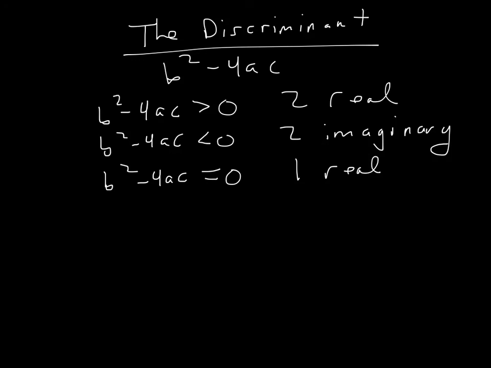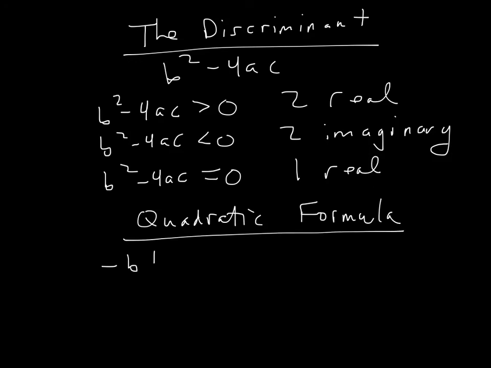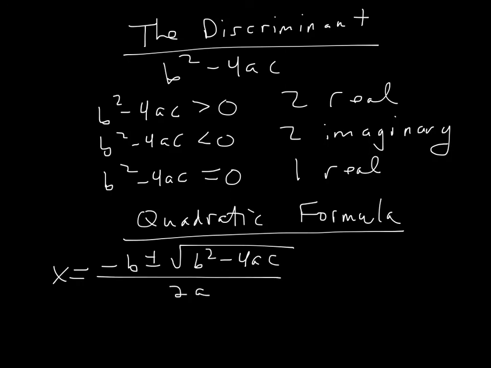And then, while we're at it, let's just put up in one slide the quadratic formula, which is how you actually find your answers. The quadratic formula is negative b plus or minus the square root of b squared minus 4ac, all over 2a. And that will solve and give you your x values. The reason we get two of them is all about that plus or minus.